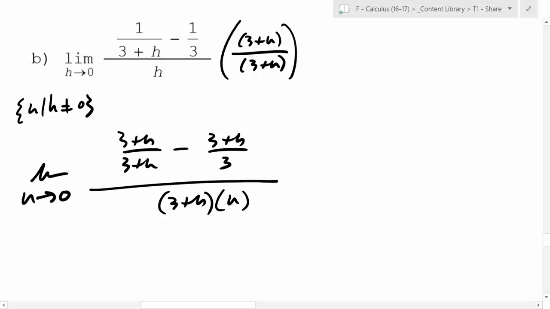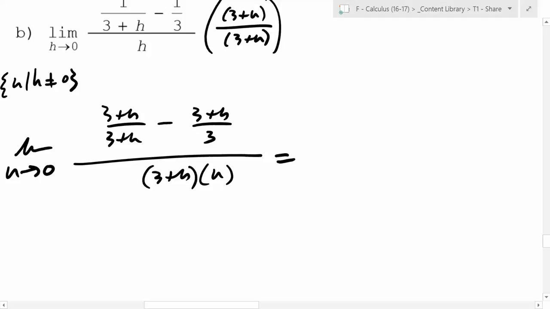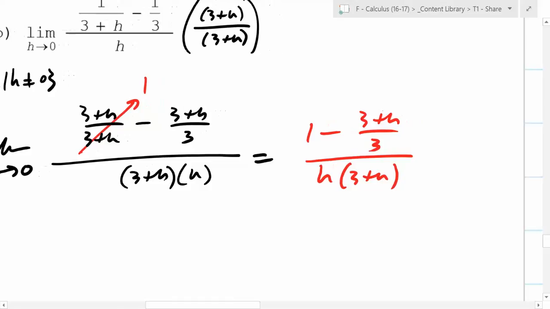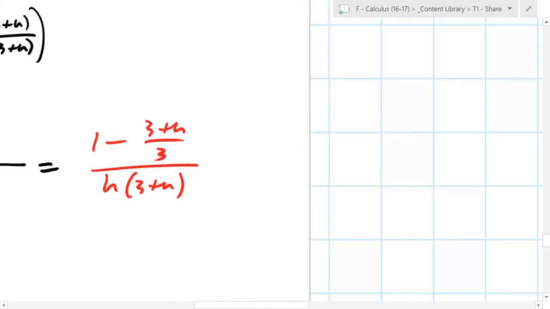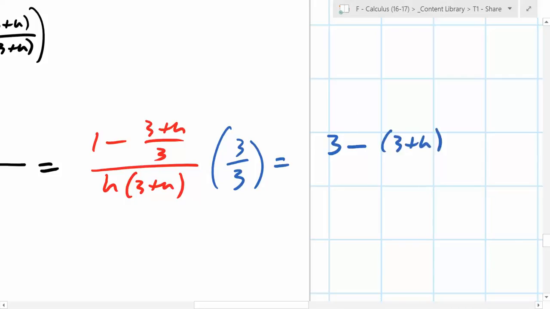If we want to see if it does, we need to simplify this, right? How do we simplify it? Well, this goes to 1, right? So 1 minus (3 plus h) over 3. Now you multiply by 3 over 3. So what do you end up with? 3 minus what on top? 3 minus (3 plus h). You see those parentheses I put around 3 plus h? And what's the denominator become? 3h times 3 plus h.